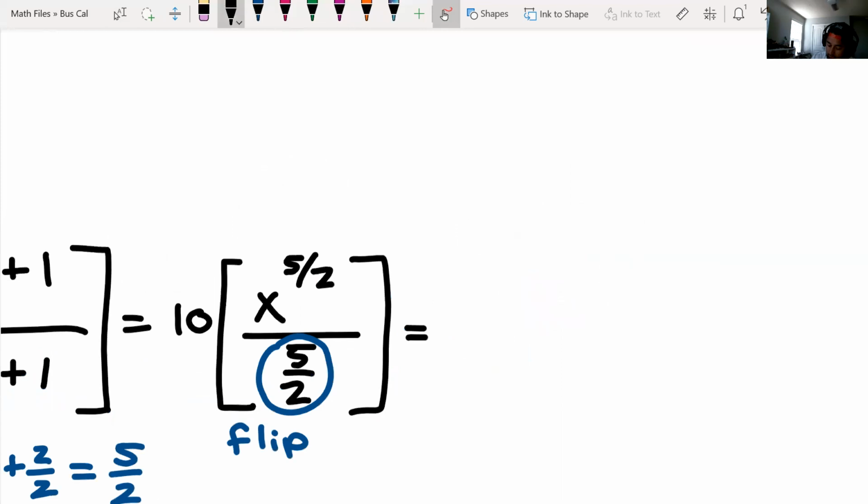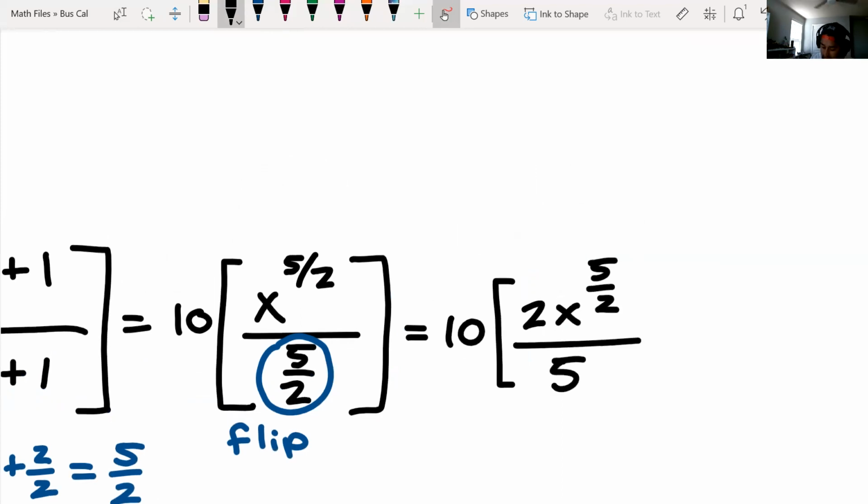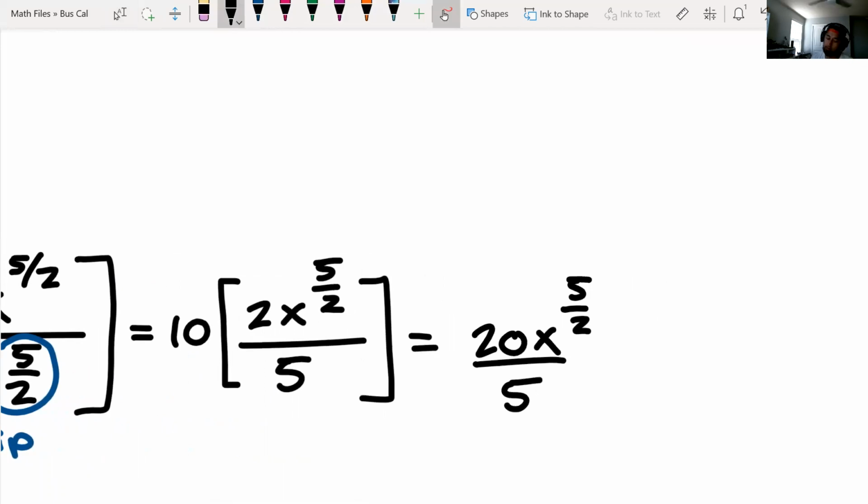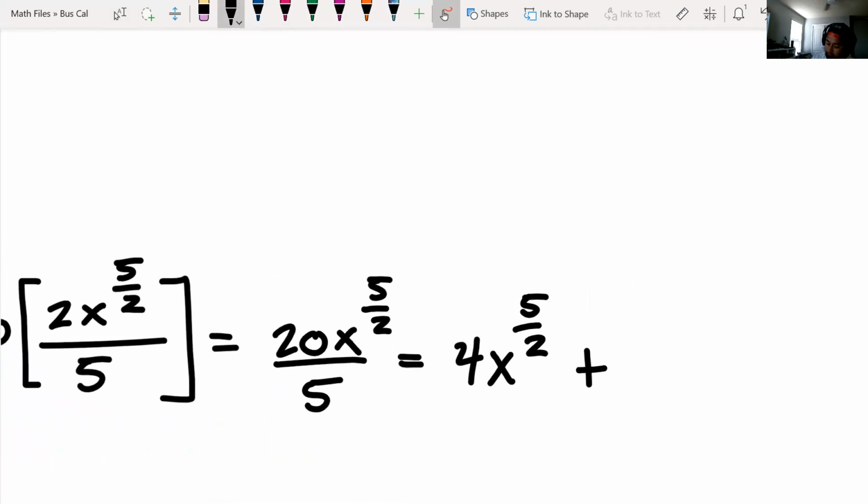So we get 10 times 2x to the 5/2 over 5. And now we can multiply the 10 in there, and you'll get 20x to the 5/2 over 5, but 20 over 5 reduces to 4. So our final answer is 4x to the 5/2 plus c.